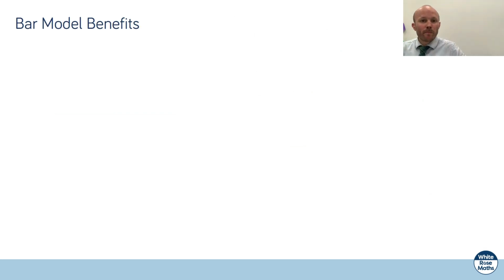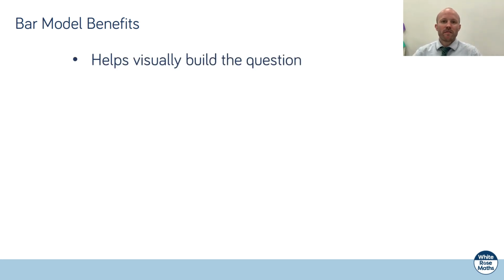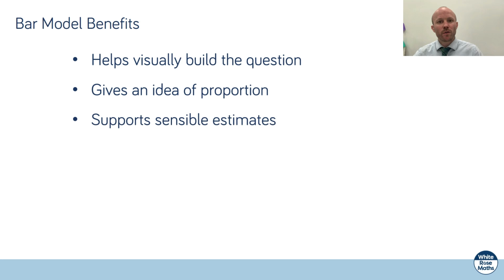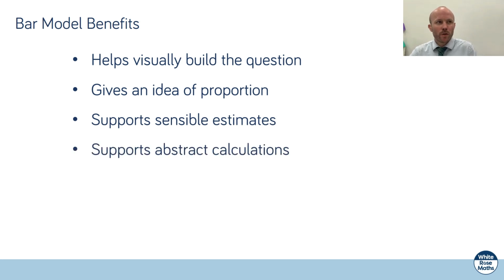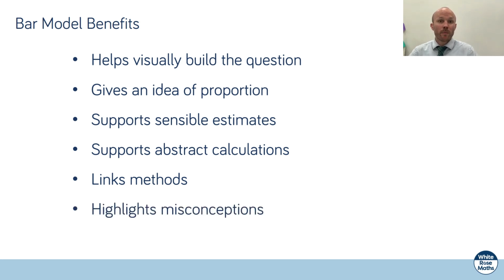So in summary, some bar model benefits for using reverse percentages are that it helps to visually build the question for students, gives them a good idea of proportion, which enables them therefore to have a sensible estimate and will support their estimate, therefore supporting their answer as well. Supports the abstract calculations, links methods, and as we saw, it also links language, and can be used to highlight misconceptions.